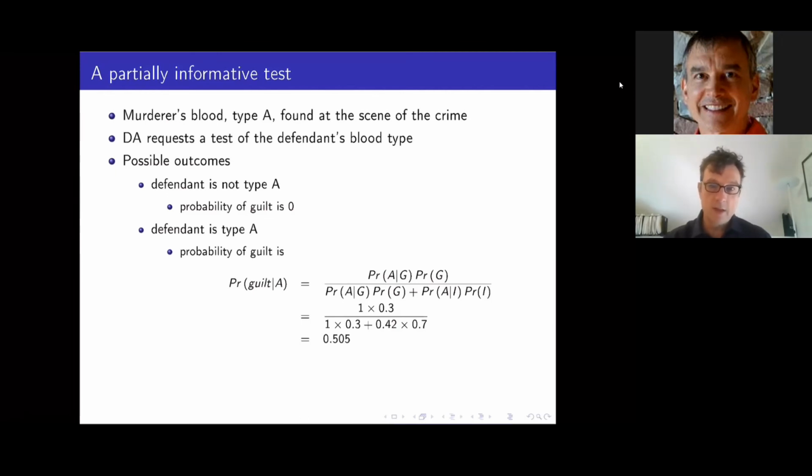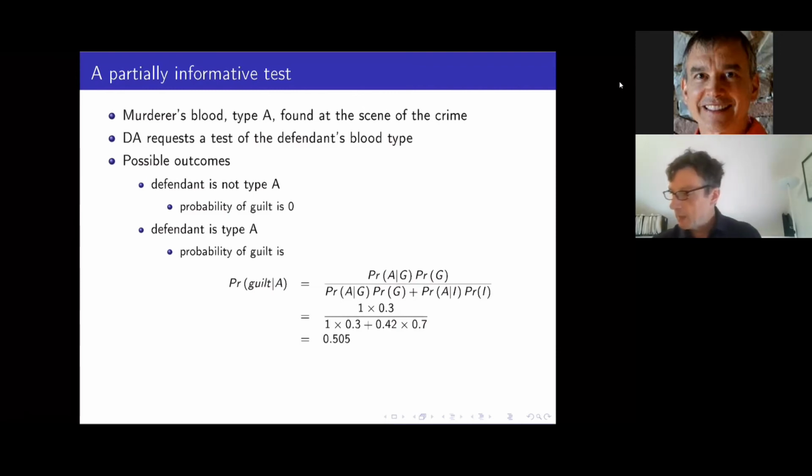And so this is just standard Bayes' law, and we do the calculation with the probabilities as we have been given them. Okay, then we find that the probability of guilt of the defendant, after it was found that he indeed shared the blood type with the murderer, has increased. That's what we would expect, and has increased to a little bit over 50%.